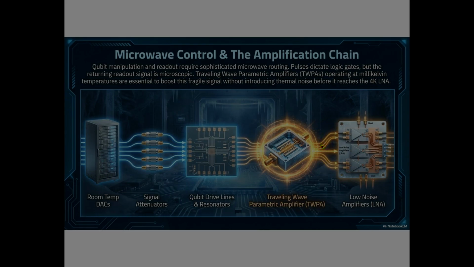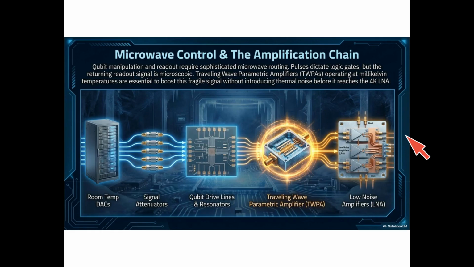The TWPA operates at millikelvin temperatures and amplifies the microscopic readout signal, equivalent to a single microwave photon, by roughly 20 decibels, using nonlinear superconducting parametric gain without adding significant thermal noise. Without the TWPA, the signal would be completely buried in noise before it reaches the next stage. Finally, low-noise amplifiers at the 4 Kelvin stage provide additional gain before the signal returns to room temperature digitizers for classical processing.